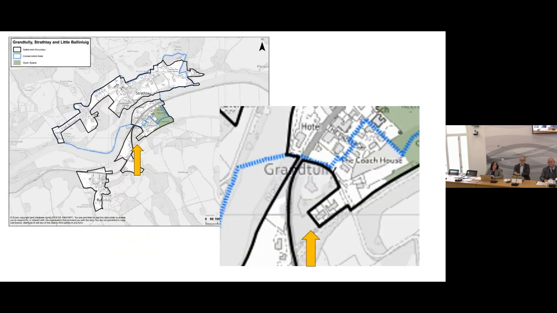Next slide, please. This is the settlement plan from the local development plan. So you can see the top left drawing there is all of the settlement boundary with the appeal site shown by the yellow arrow. And then as you zoom in on that, the black line you can see is the edge of the settlement that runs round those 4 houses. And then the appeal site, where the yellow arrow is, is on the other side of that.